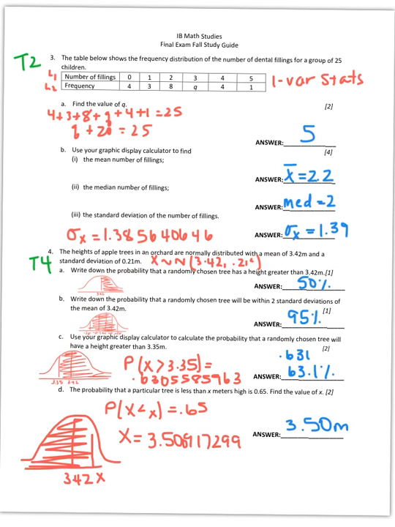So then you go into second distribution, and you want number 3, which is inverse normal. Your area is 0.65, and then your mean and your standard deviation. You get that the probability that a tree is less than 3.50 meters high is 65%. For part D, remember that your calculator will only do a less than on these. So if you're given a greater than problem, you have to change it and do the 1 minus whatever they give you to make it a less than problem.